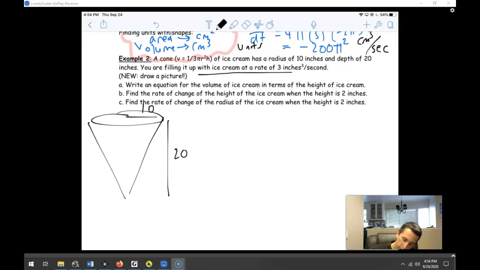So if we're filling it with ice cream, it's filling up with something. Inches cubed also tells you it's a volume. That's telling me dV/dt is 3.